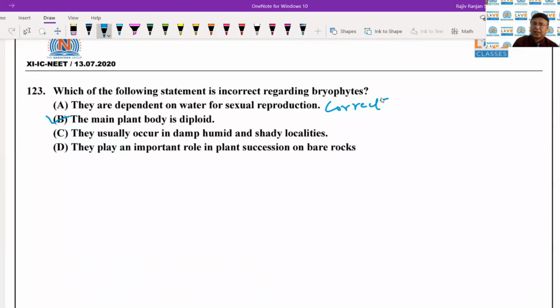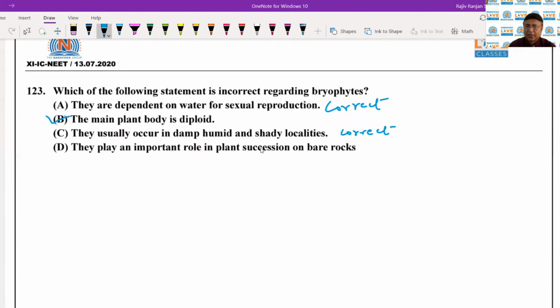that they are dependent on water for sexual reproduction, because the male gametes can approach the female gamete just swimming through water with the help of flagella. They have got zooidogamy, that is the sperm has to just swim its way to the female gamete. Statement C is also correct. The bryophytes are found in the humid, shady localities. So it is also correct.